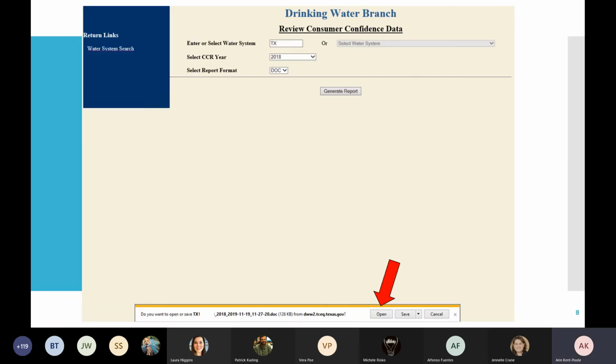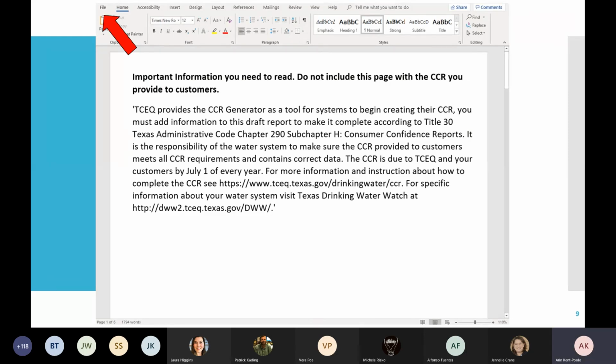When the pop-up menu at the bottom of the screen is displayed, choose Open, which will then open your generated CCR document in a new window. If you do not see this pop-up menu, you may have a pop-up blocker enabled. So try again after you disable your pop-up blocker, and if you still have issues, call the Water Supply Division at 512-239-4691. Once the document opens in a separate window, you'll be able to edit and save. To save or print, use the file option in the top left corner.